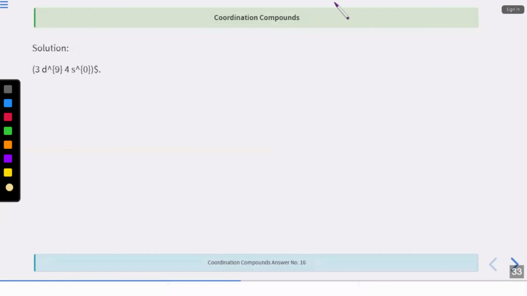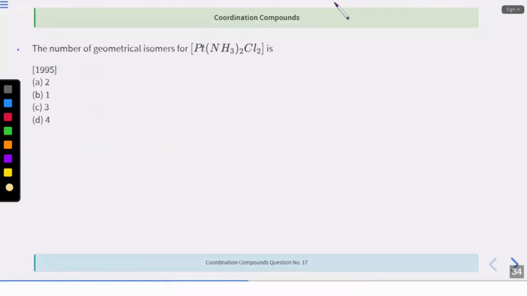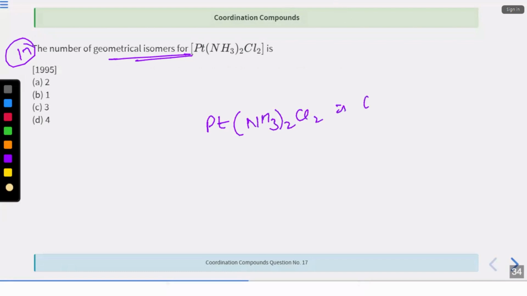Moving ahead, question number 17. The number of geometrical isomers for Pt(PPh3)2Cl2 is how much? Again, a simple question. So basically, it would be like this: Pt, cis and trans isomerism. Pt(PPh3)2Cl2 shows geometrical isomerism with cis and trans isomers.